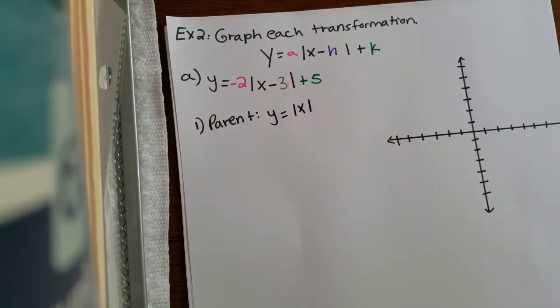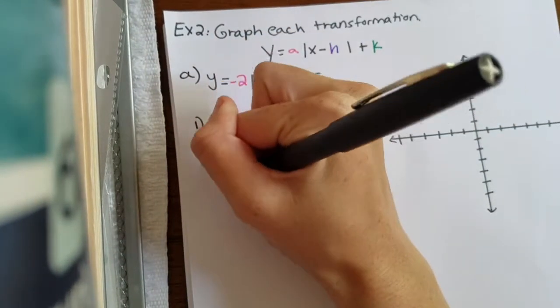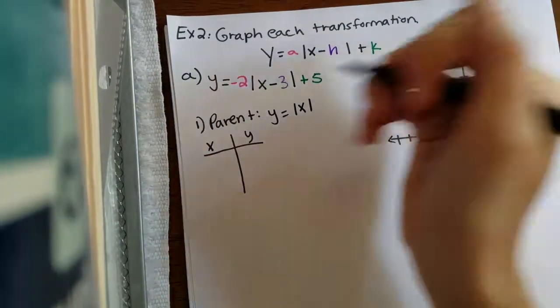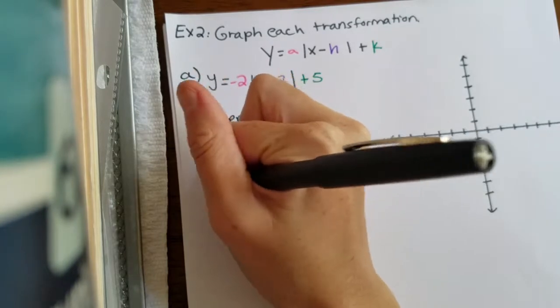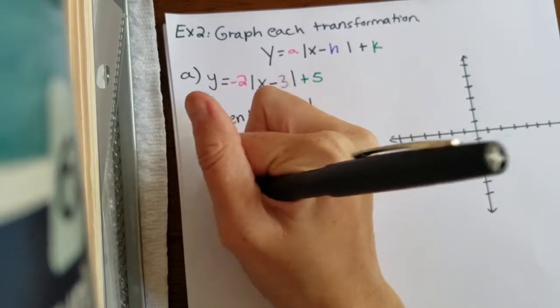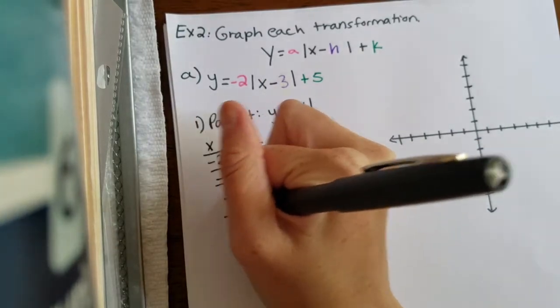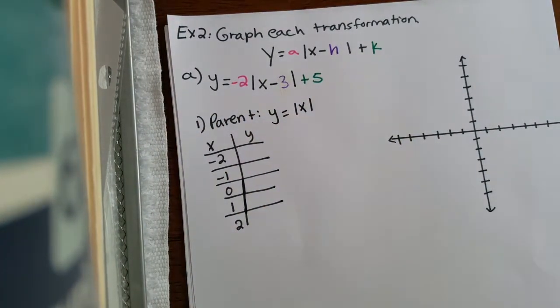And we always use the same values we did earlier in class. So whenever I graph the parent, I make my little table so I know the values I'll be plotting. We always use -2, -1, 0, 1, and 2. Those are always the values we use.